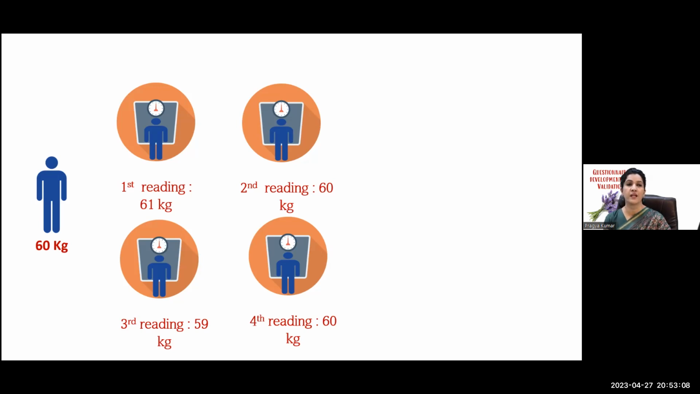Okay. So you can see here that the person is there and reading. You all know that the machine has read 61 kg, 60 kg, 59 and 60 kg. So we can say that the scale is valid as well as reliable.